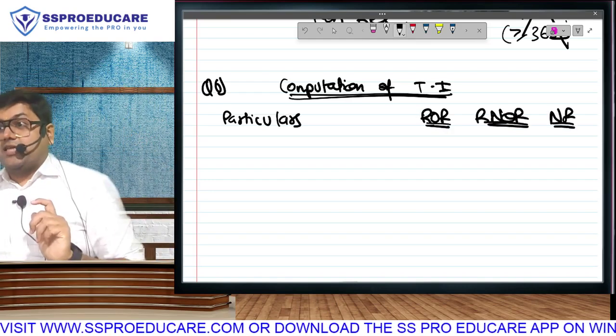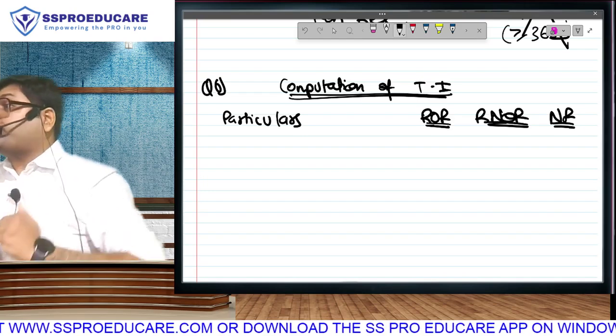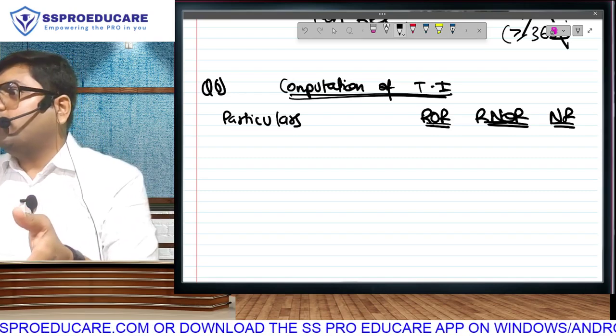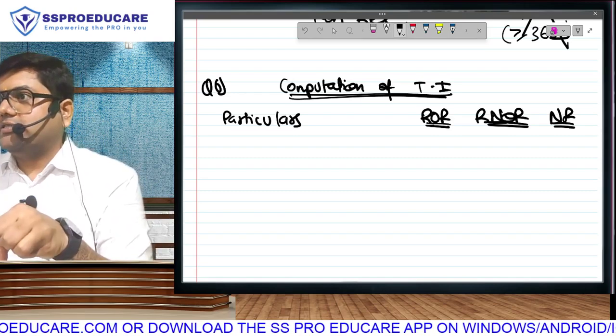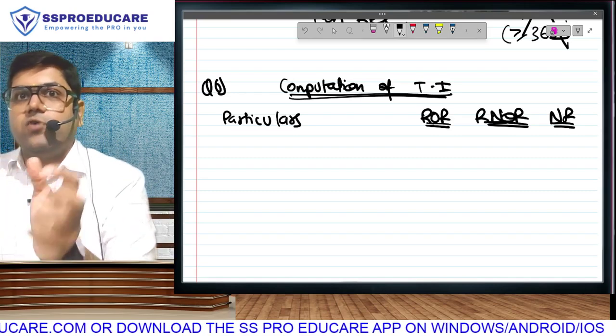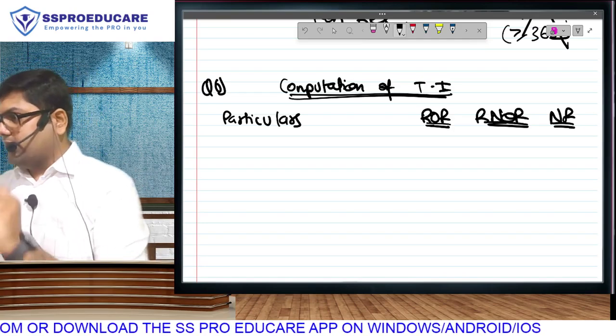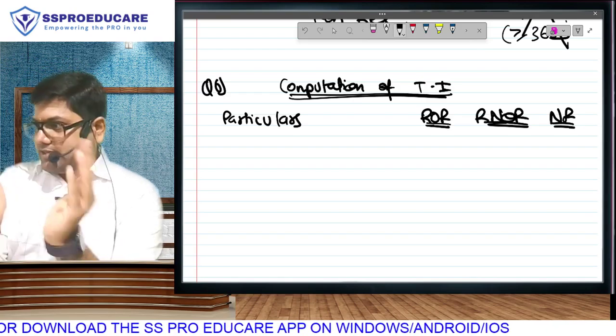Observe the question, are they asking all 3? When they want to ask for more number of marks, no, they will ask all 3. Sometimes they will ask only ROR and NR if they want to ask for less number of marks. It depends on what weightage they want to give. Here, again, smart play is required. Understand how. You need to understand the paper pattern.